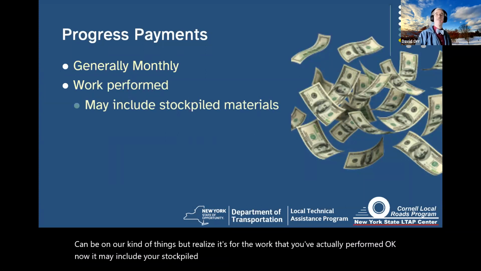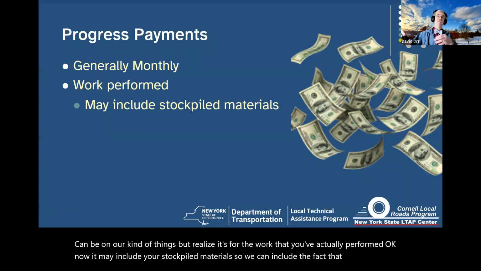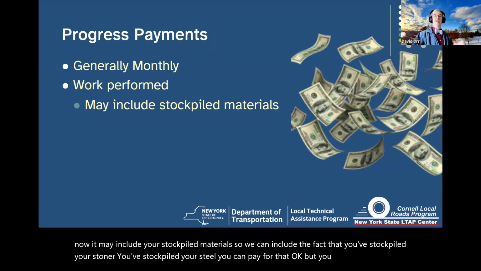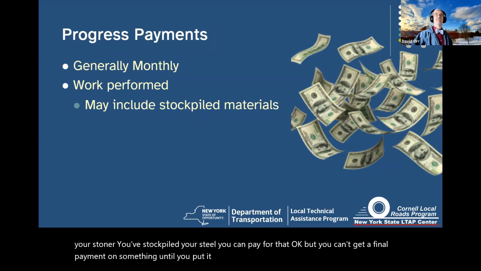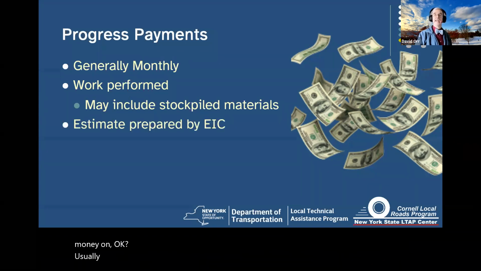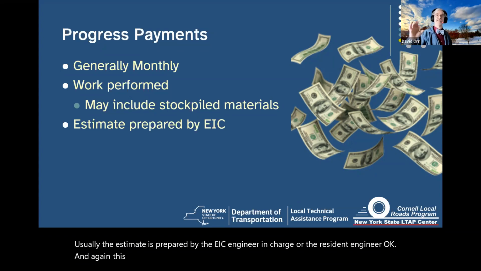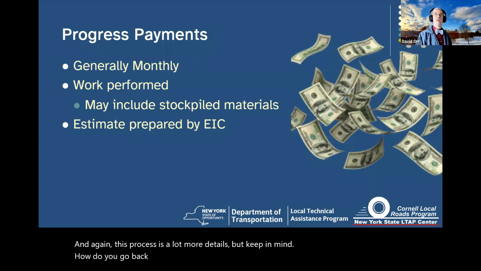Now, it may include your stockpiled materials. So it can include the fact that you've stockpiled your stone or you've stockpiled your steel. You can pay for that. But you can't get a final payment on something until you've put it in place. But it's for things you've actually spent money on. Usually the estimate is prepared by the EIC, engineer in charge, or the resident engineer. And again, this process has a lot more details, but keep in mind, how do you go back and check it later on? It's for what you've actually spent the money on.